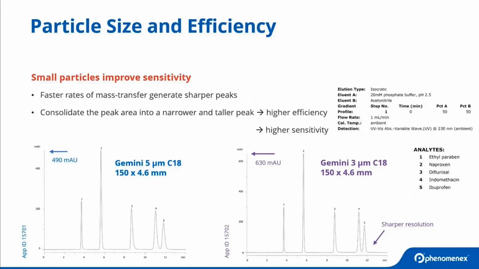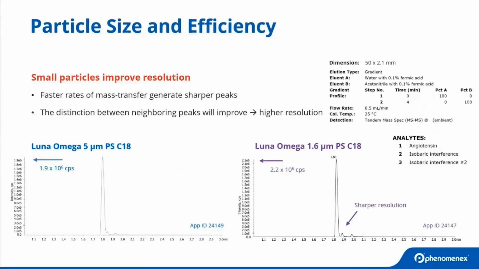We also see sharper resolution between peaks 4 and 5 when using the 3-micron particle size. Keep in mind that retention times are the same. That is because we are using the same particle morphology, which is to say, in both instances, we are using Gemini C18, but we see sharper peaks as a result of using the smaller particle size. The smaller particle size actually helps us to separate out challenging impurities.